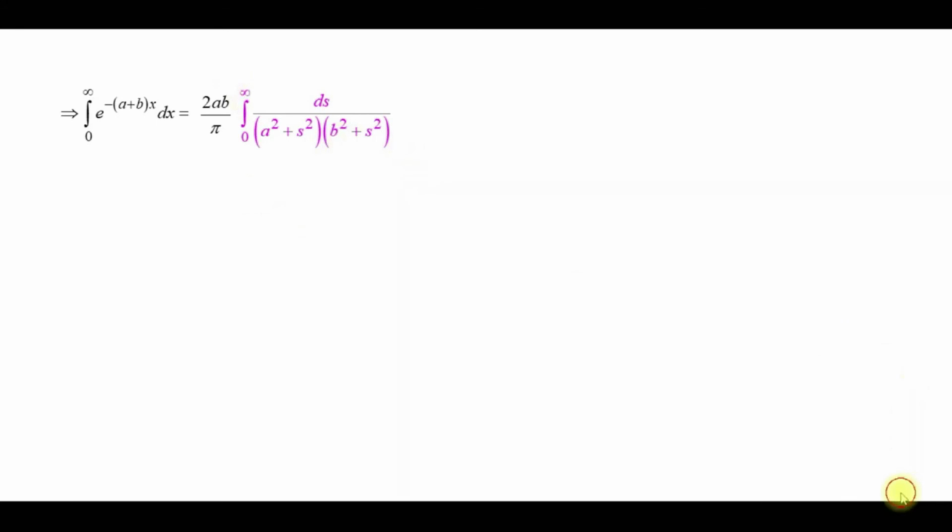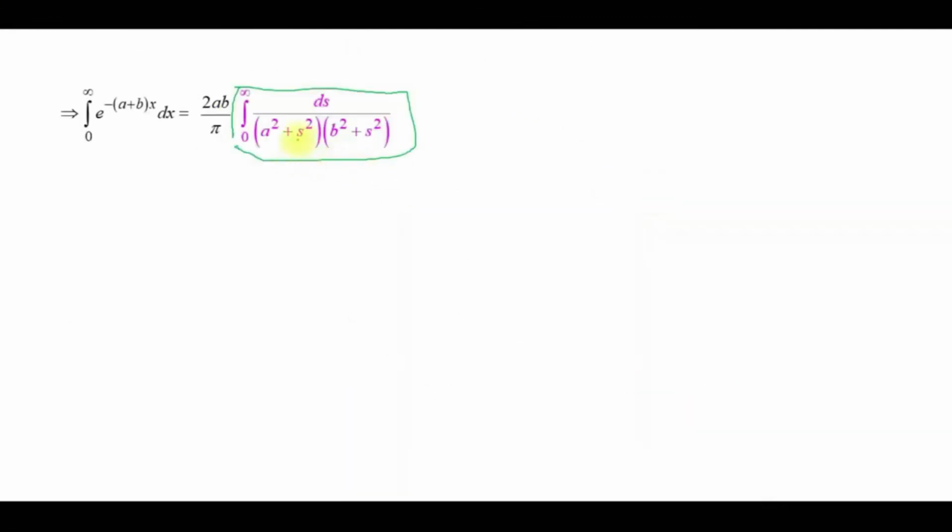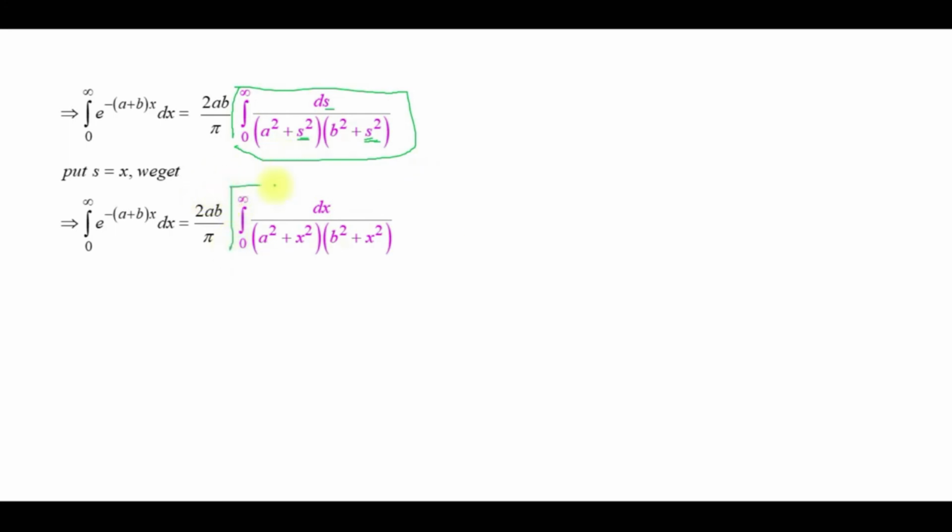Now compare this with deduction 3. The only difference is here x, but here s. So substitute s equal to x. We get x square and x square: the integral from 0 to infinity of dx divided by a square plus x square into b square plus x square. Actually we need to find this term only.